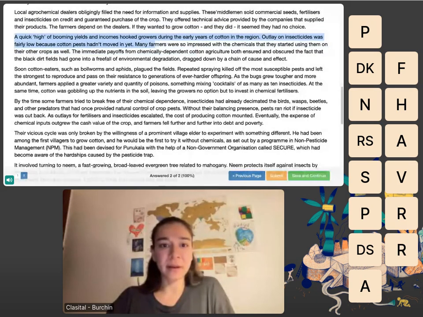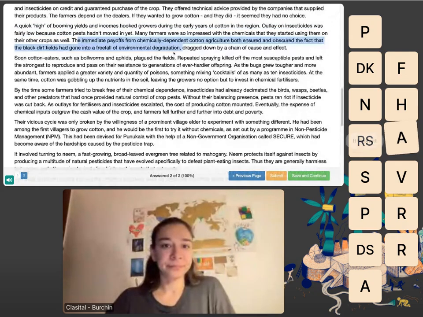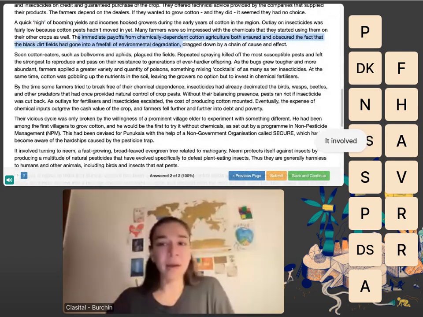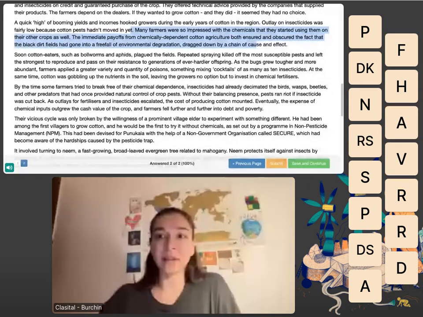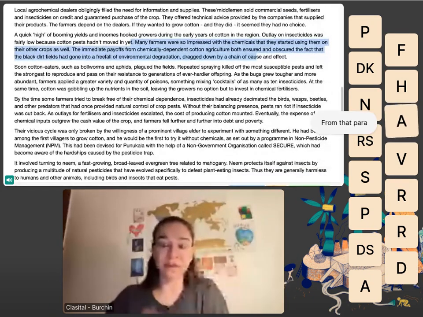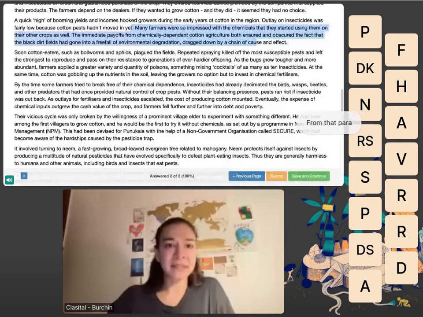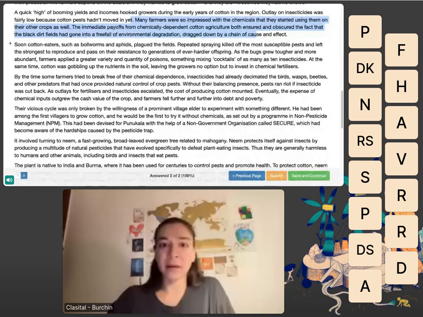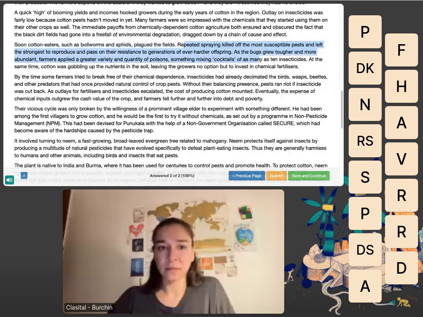Many farmers, blah blah. The immediate payoff of chemically dependent cotton agriculture. But I haven't seen anything about the pesticides and free of pesticides now. Cotton eater who plague the fields. As the box. Bright variety and quantity of poisons.